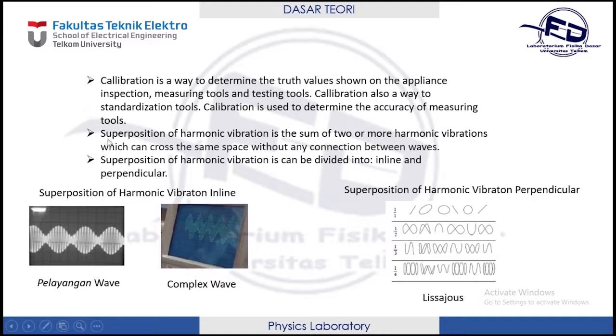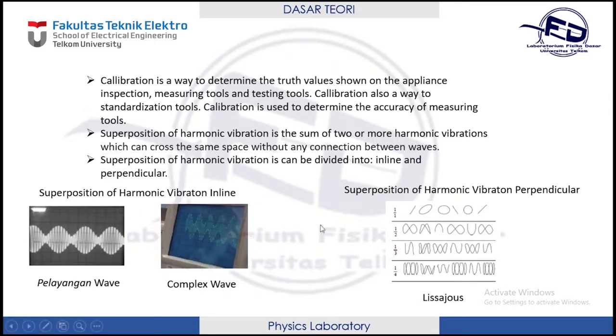Okay, next, superposition of harmonic vibration. What is superposition? Superposition is the sum of two or more. Vibration is the movement back and forth around a balance point with the same amplitude. So, superposition of harmonic vibration is the sum of two or more harmonic vibrations which can cross the same space without any connection between waves.